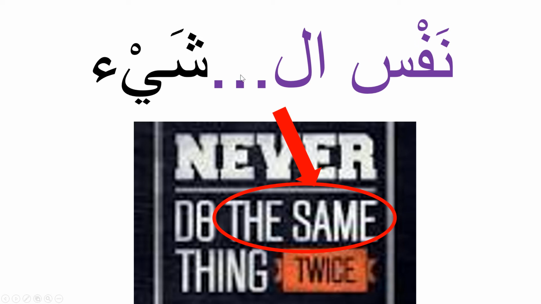Nafs al sayyara, the same car. On the slide we have nafs al shay, the same thing. So just remember, if you want to say the same and then something, you say nafs, then add the word the as a prefix, and then put your noun. Nafs al kitab, the same book.